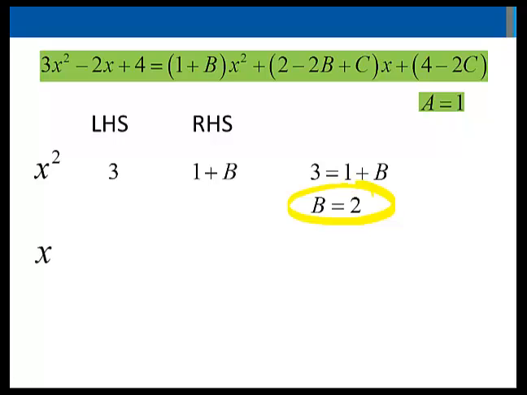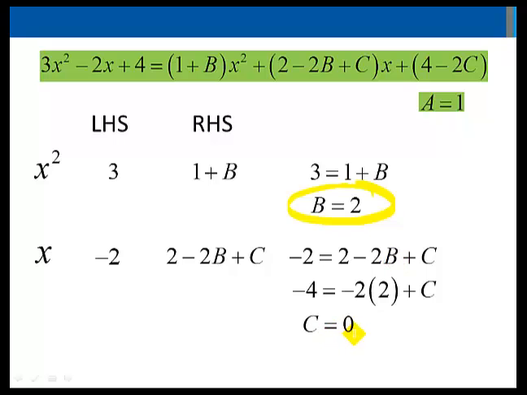Next, I look at the x term on the left side. It has a coefficient of negative 2. The x term on the right side has a coefficient of 2 minus 2b plus c. So it has to be true that negative 2 equals 2 minus 2b plus c. We can plug in our b value of 2 and solve for c. c equals 0. Note that we could also check with our constant terms here. We have 4 on the left side, 4 minus 2c on the right side. We can see that if we plugged in 0 for c here, we would have a true statement. And so that verifies c equals 0 is correct.